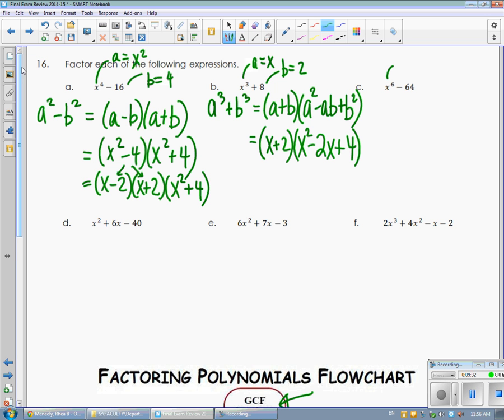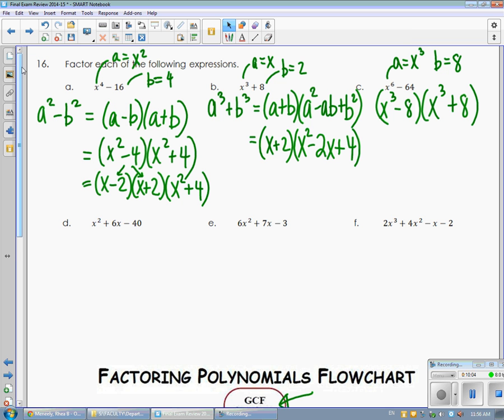If I take the square root of x to the 6th, that means my a value is going to be x cubed, and my b value is going to be the square root of 64, which is 8. And so when I factor this, I'm going to have x cubed minus 8 and x cubed plus 8. Now if I look at each of these quantities, they can be factored again because they're both perfect cubes, and I have a formula for both the difference and the sum.